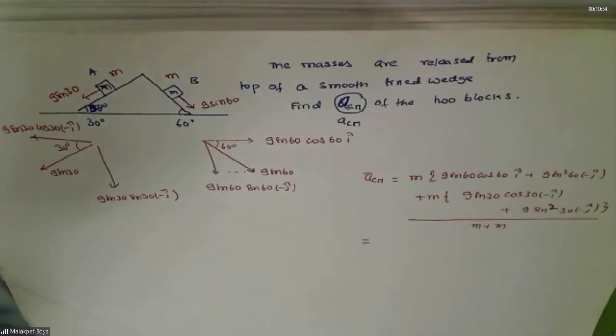Got it, sir. Completed. g by 2 square. First time why you didn't get that? Sir, I didn't take that direction, sir. You have to take the minus i cap, no? Yes, sir. I forgot to take that minus i, sir.